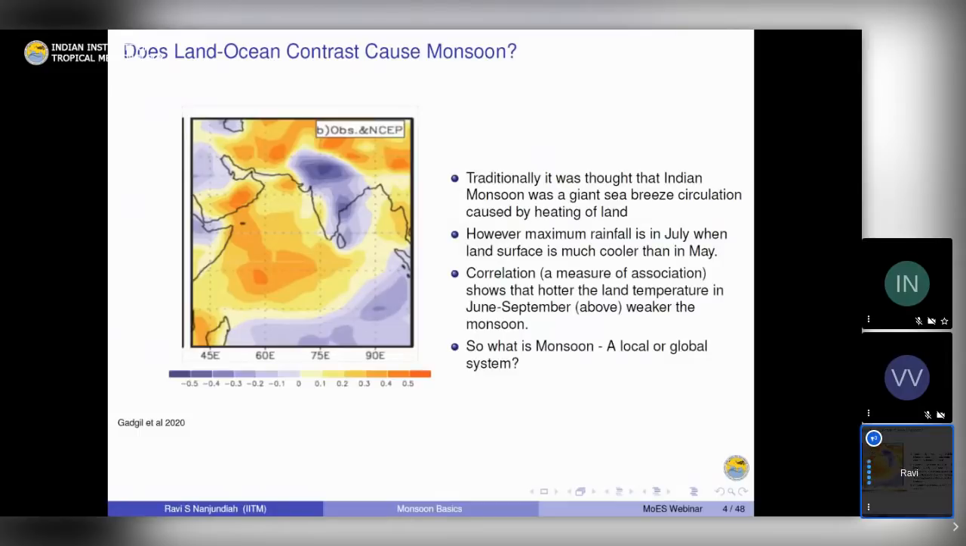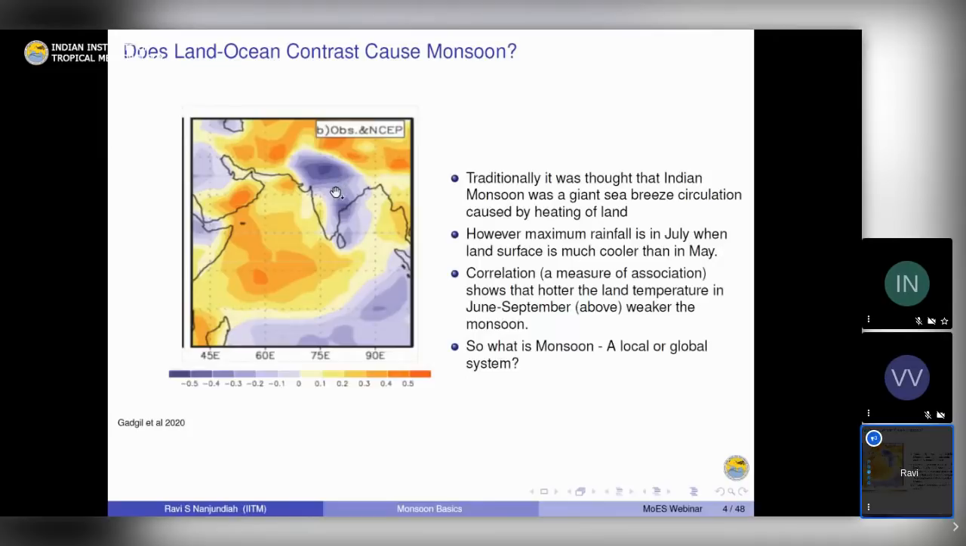Like all of you would have heard in schools or somewhere that land-ocean contrast or land-sea contrast causes the monsoon. And here is a picture of correlation, which tells you the association between temperature over India and the rainfall over there. What I would like to point out is that this correlation from June to September shows that if the temperatures over land are higher, then the monsoon is weaker, which is counterintuitive. But if you really look at it, rainfall in July is much, much higher than in June. Right now we are sweltering in May, but the land is much cooler in July. So obviously there is a problem with the land-sea contrast theory.